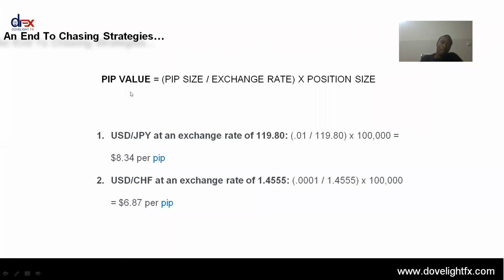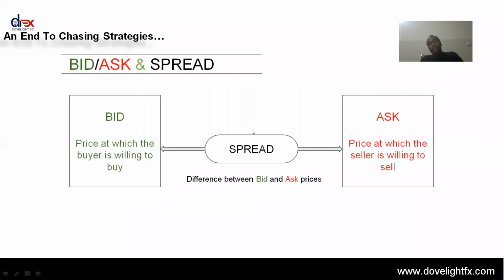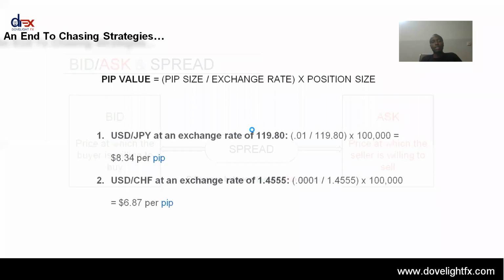So we have your pip. Now, how do you determine your pip value? Let's say you have a currency pair and you want to determine your pip value. Let's assume we have USD/JPY at 119.80. This example neglected the pipette, which is actually a fractional pip.